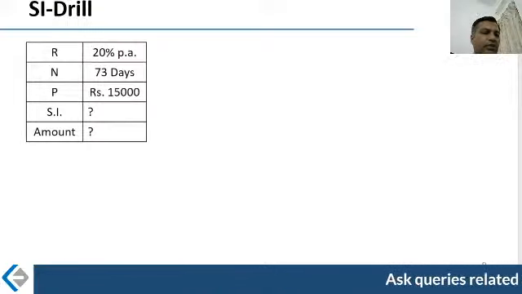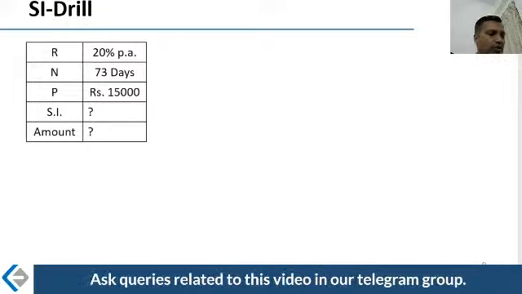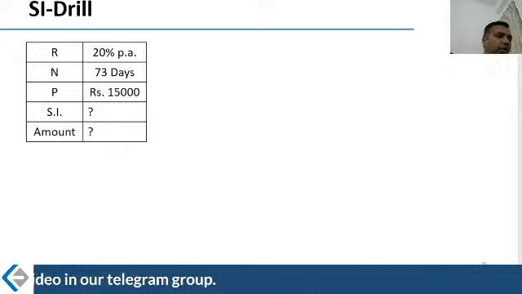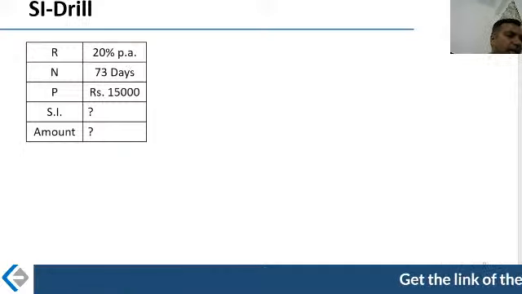Let's take a look at this drill. Sometimes we calculate for a quarter or a certain number of days, etc. Now, the rate of interest is per annum. It is for a year.